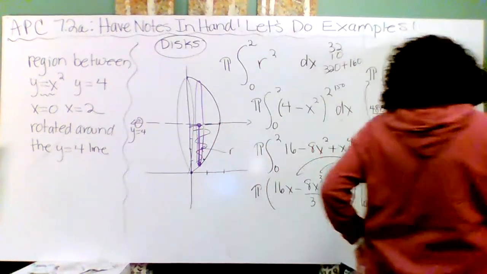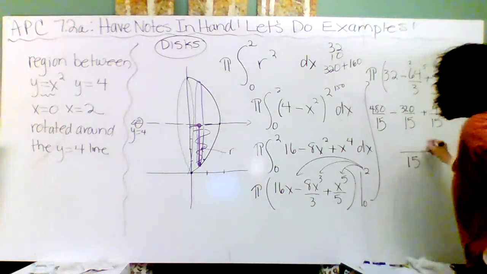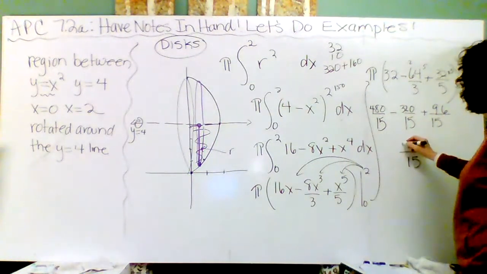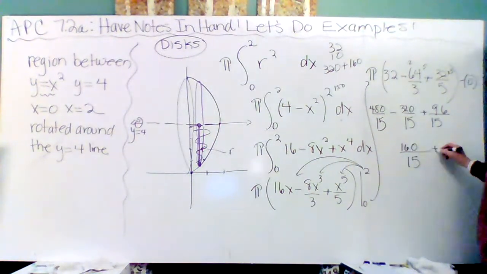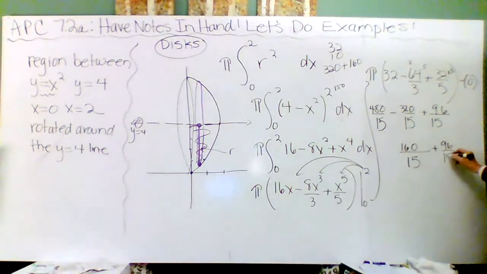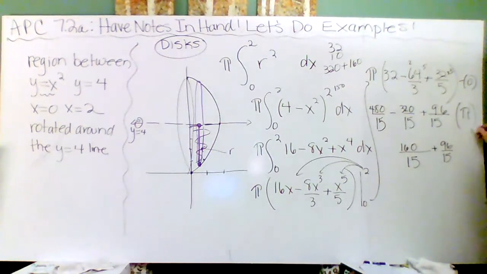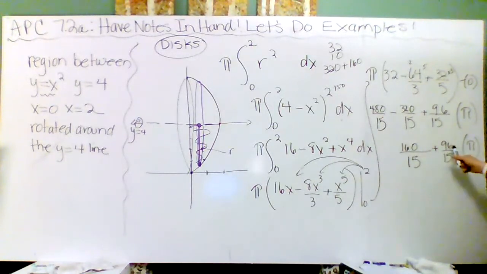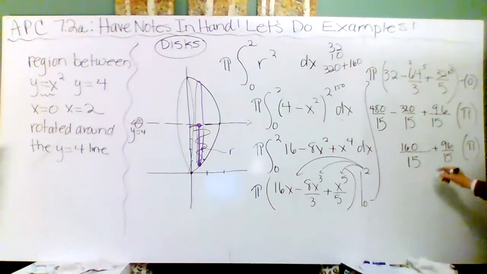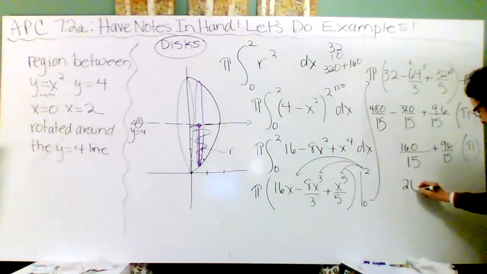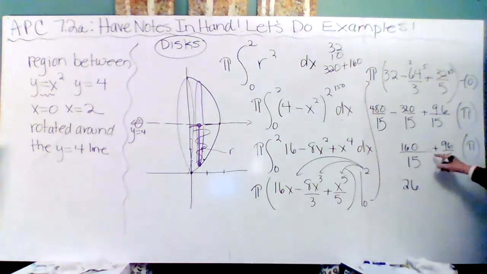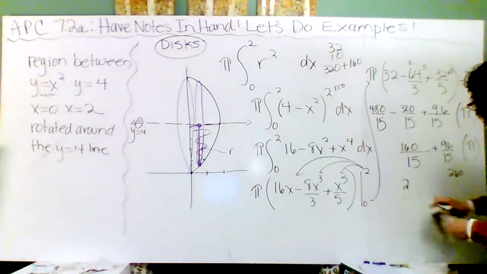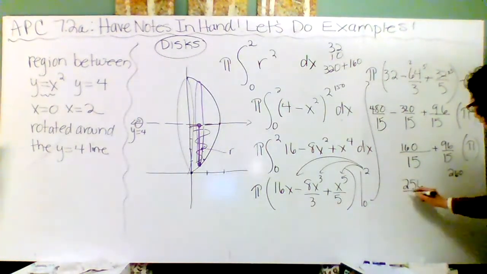Okay, so 480 minus 320 would be 160, plus 96 fifteenths. Not going to forget my pi. So when I add this up, if this was 100, this would be 266, and I'm 4 short. Let's see, 100, that would be 260, and I'm 4 short, so 256 over 15. Wow, pi.